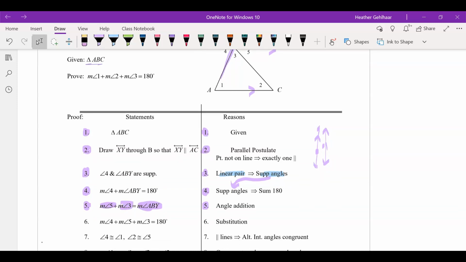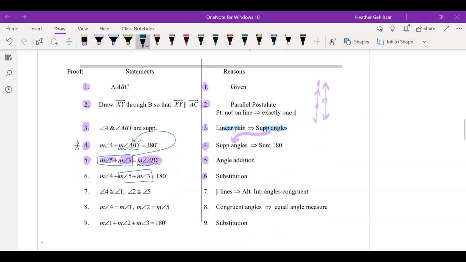Next, we're going to do substitution, right? So the next step is substitution. So bear with me here. So we have the measure of angle ABY. That equals all of this stuff, okay? In this step here, step 4, we have the measure of angle ABY. We're going to take this stuff and plug it into there. When we plug it into there, we end up having the measure of angle 4 plus the measure of angle 5, measure of angle 3, and that will equal 180.